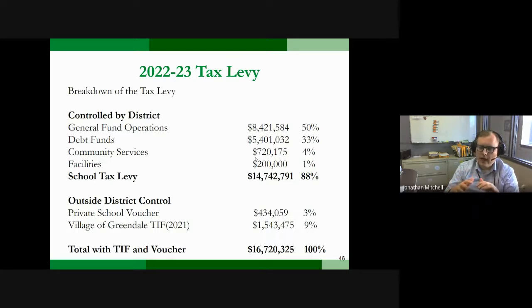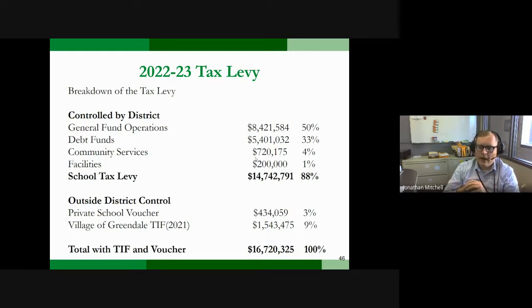And so total school tax levy of 14,742,791. So those are dollars being invested back into programming and related debt for our programming. Then we have two items that are outside the district control, but these end up being on your tax bill when you look at the school district tax levy. One are payments for private school vouchers. So each year the state will tell us how much has been provided, and then that flows through on a school district tax levy. And we project that to be $434,000 next year. So that would be 3% of that tax levy bill.